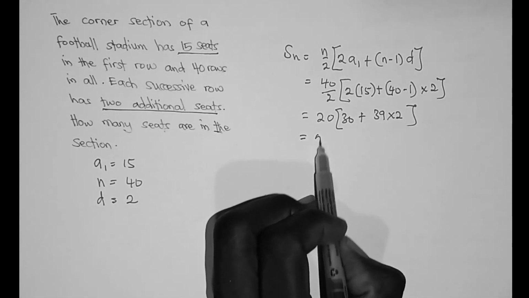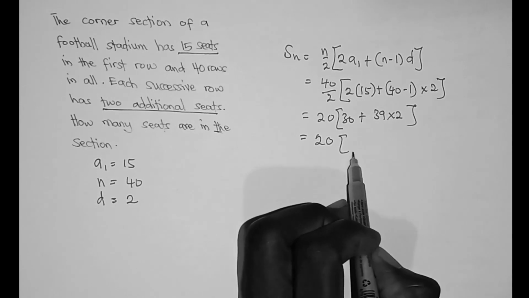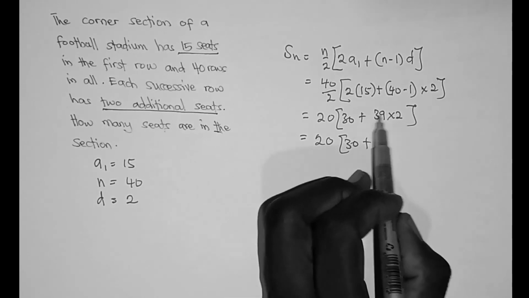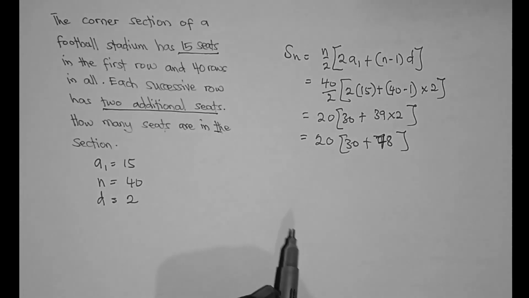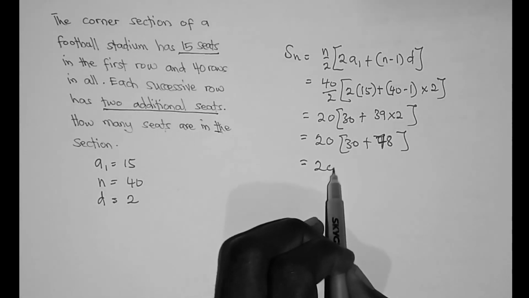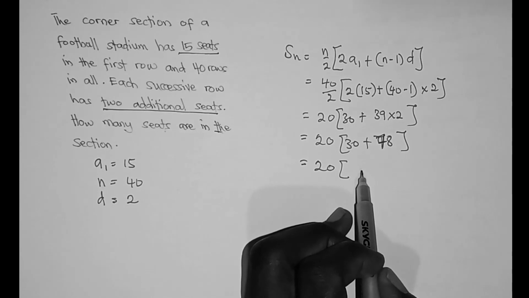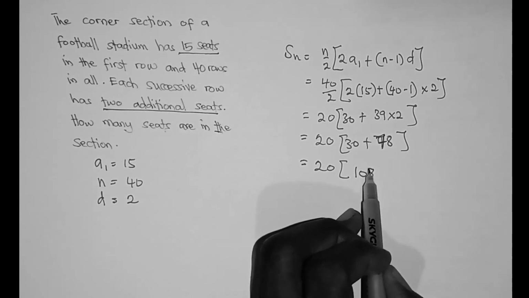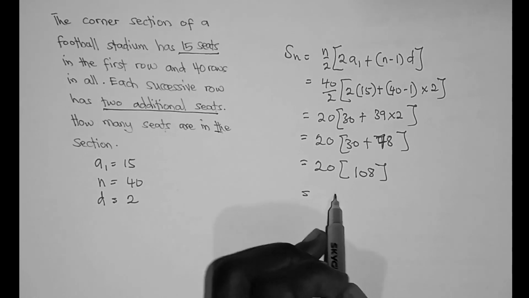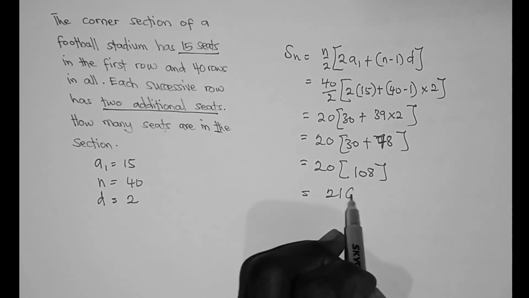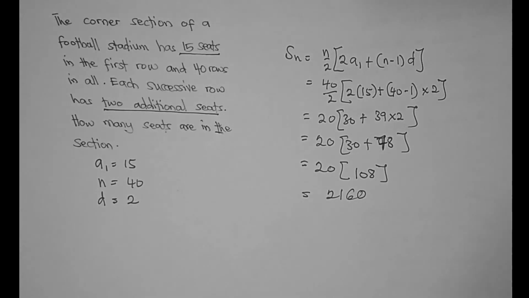So this is equal to 20 times 30 plus 39 times 2. So 39 times 2 is 78. So this is equal to 20 times 30 plus 78 is 108. And then 20 times 108 is 2,160. So there are 2,160 seats in that section of the football stadium.